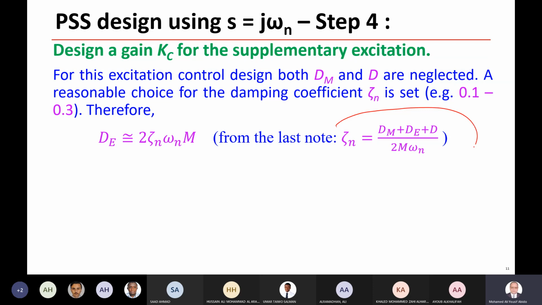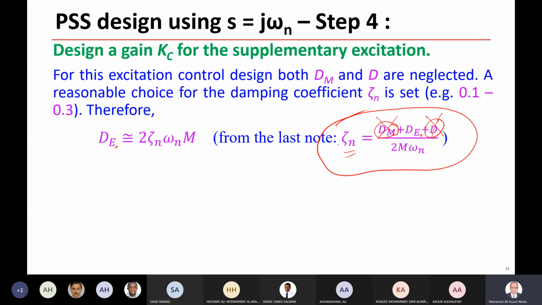When we linearize the swing equation in the last handout, we have zeta n equal to this, and omega n equal to square root of omega b k1 over m, and this is zeta n. So assume that there is no damping that comes from the mechanical part. There is no damping in the system due to friction and windage and so on. And the damping comes only from the power system stabilizer.